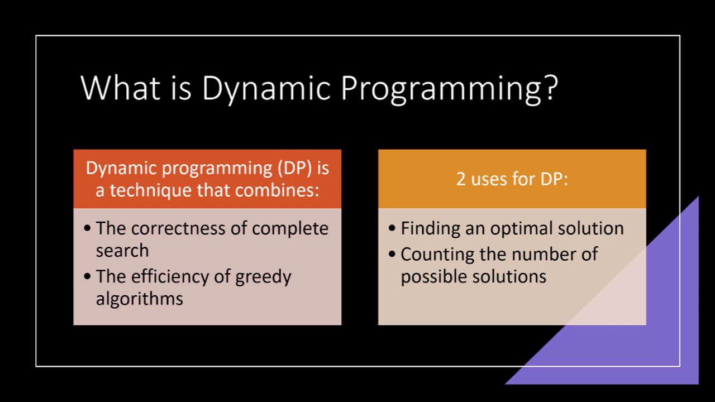What is dynamic programming? Well, it's a technique that combines the correctness of complete search and the efficiency of greedy algorithms. And there are 2 main uses for dynamic programming. One is finding an optimal solution, and 2 is counting the number of possible solutions.